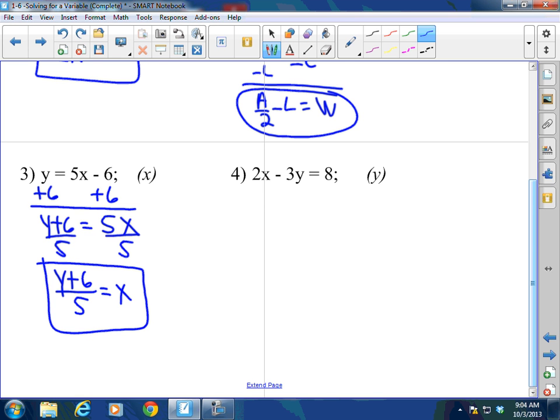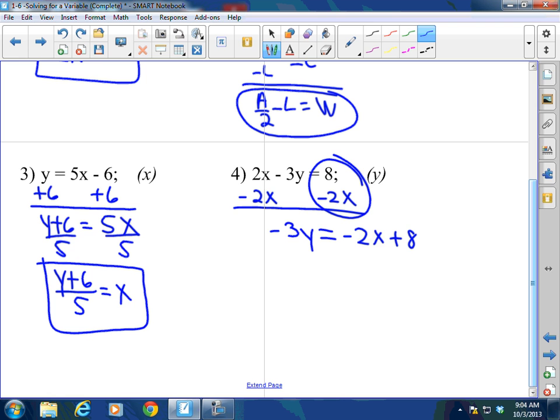So, if I want to get that y alone, who do I start with? There's not an x there. There's a 2x. What do I do with that? There you go. Thank you, my man. Subtract 2x to both sides. I got negative 3y equals. Can I combine these two together? No, because they're not like terms. So negative 2x plus 8. How do I solve for y here, gentlemen? Divide by negative 3. Absolutely. So y equals negative 2x plus 8 over negative 3.